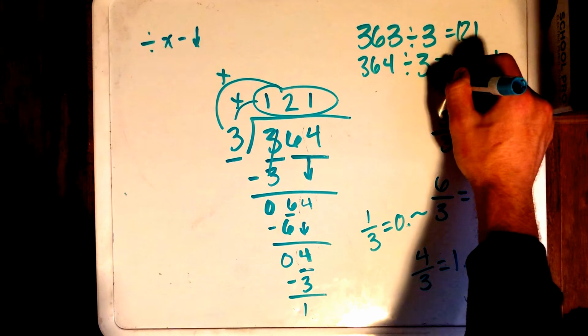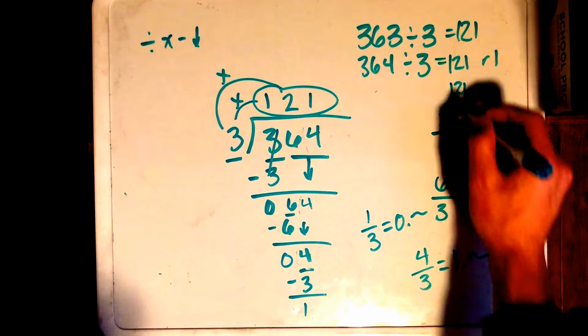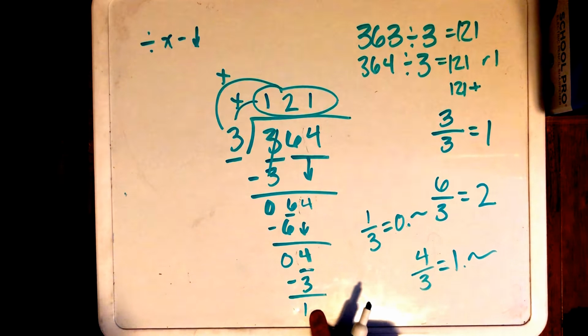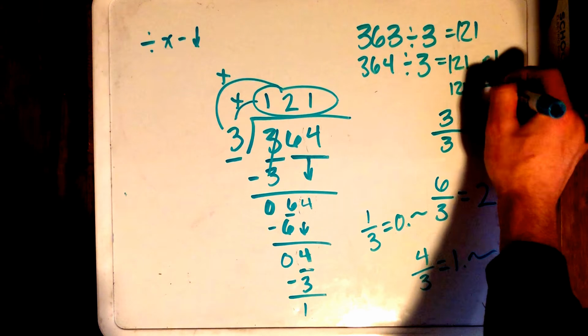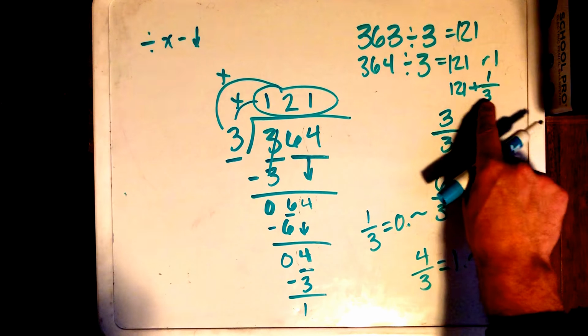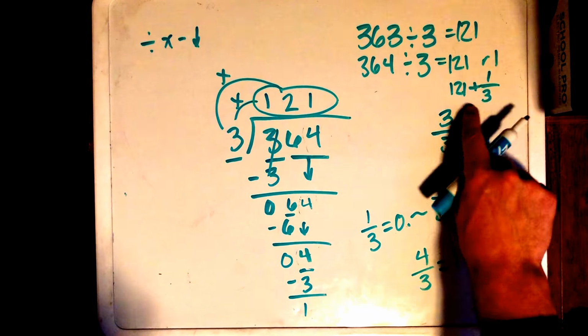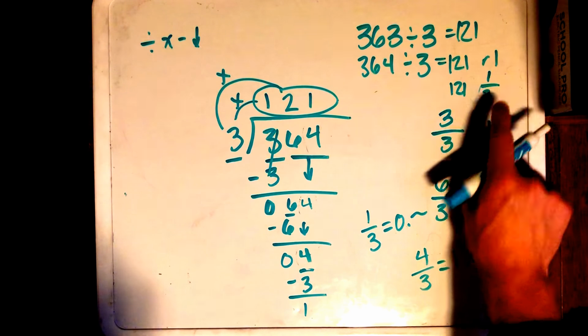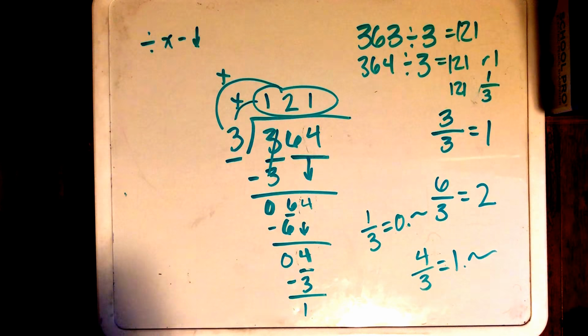So actually the way we want to write it, and this will be important later when we do our polynomial long division, we want to write it as 121 plus our remainder, so 1, divided by our divisor, which in this case was 3. So we have 121 plus 1/3, and if you don't like writing that plus in there, that's fine. We can make it invisible, right? 121 and 1/3. It's all the same.